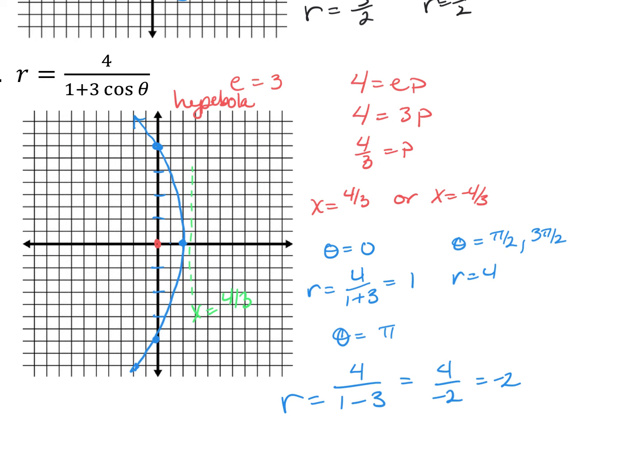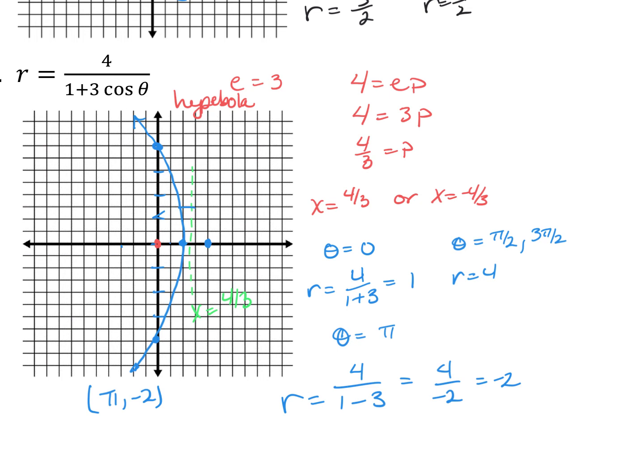Now, again, this would be better if I had a polar graph. Here is pi. The fact that it is a negative means that the negative radius, that means I'm going to reflect over my pole, and I'm going to go back 2. So I'm going to reflect over my pole, and I'm going to go 1, 2. So here's where my other vertex is. My other vertex is going to be, in polar form, pi, comma, negative 2. And in rectangular, you can see it's negative 2, comma, 0.